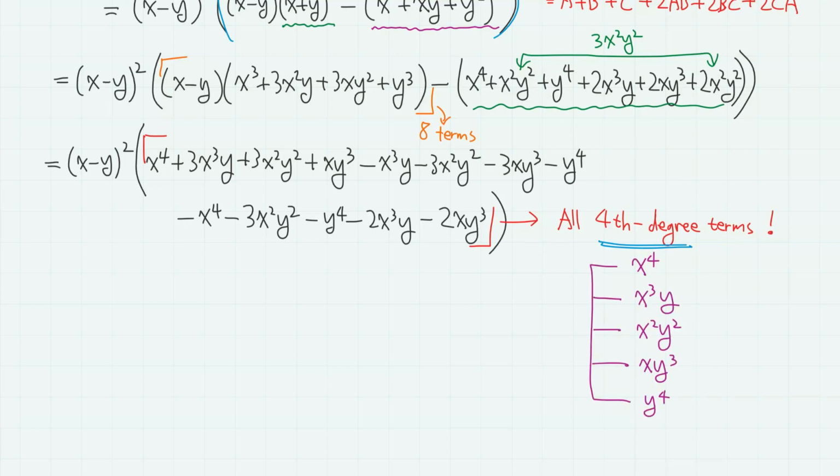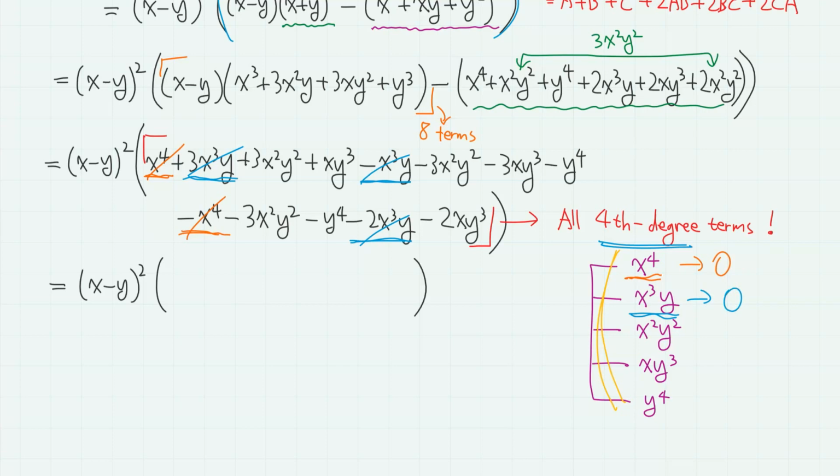That is, it only consists of these 5 terms: x to the power of 4, x cubed y, x squared y squared, xy cubed, and y to the power of 4. So we can easily group terms of the same degree and simplify. First, for x to the 4th power terms, we have plus x to the power of 4 and minus x to the power of 4, so they got cancelled out, and there are no x to the power of 4 terms. For x cubed y terms, we have plus 3x cubed y, minus x cubed y, and minus 2x cubed y, meaning that they also got cancelled out, and there are no x cubed y terms.